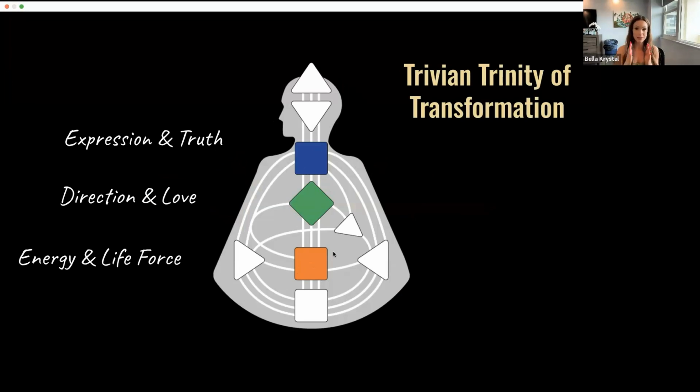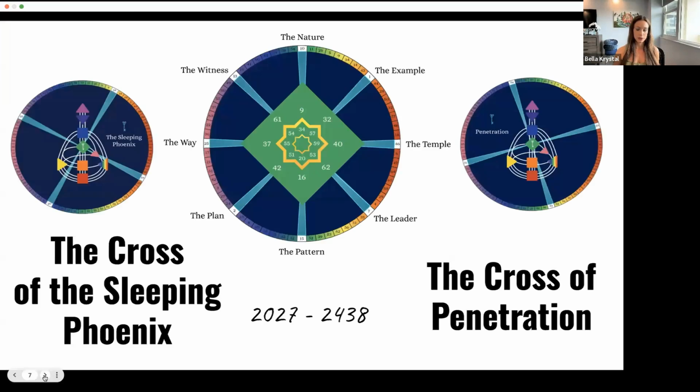We're coming into center. And that is connected to how we are going from the Cross of Planning to the Cross of the Sleeping Phoenix. You have this in that webinar. This is important to understand. We are always unlocking the Cross of the Sphinx and the Cross of the Vessel of Love. Those are the keys, or the locks, in the G center. We are always unlocking the witness, the way, the plan, the pattern, the leader, the temple, the example, and our nature. In the Cross of Planning, how we unlocked it was through these gates.